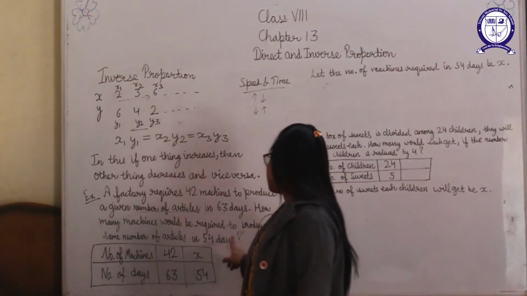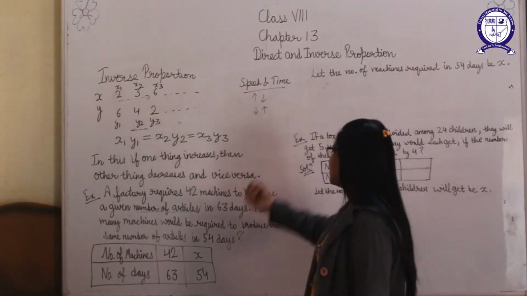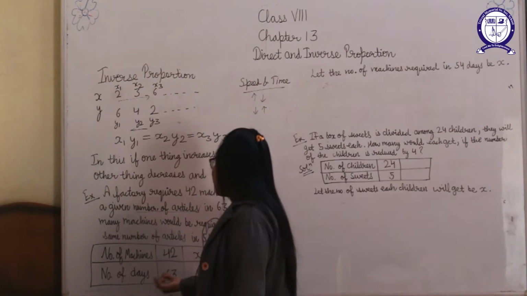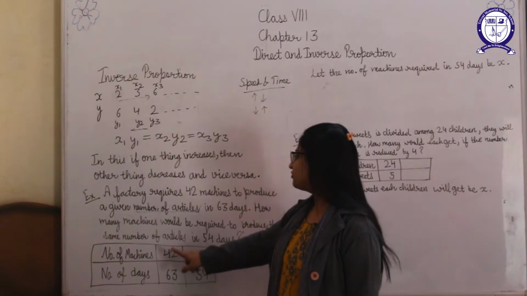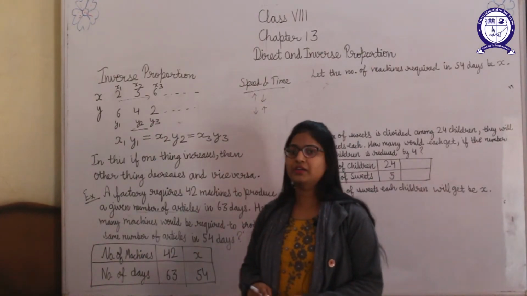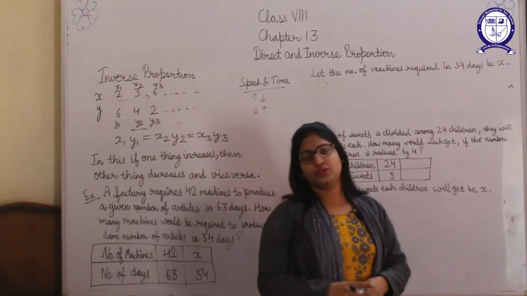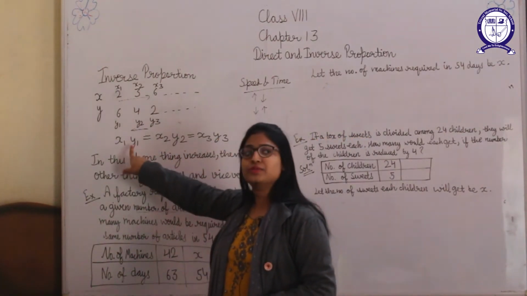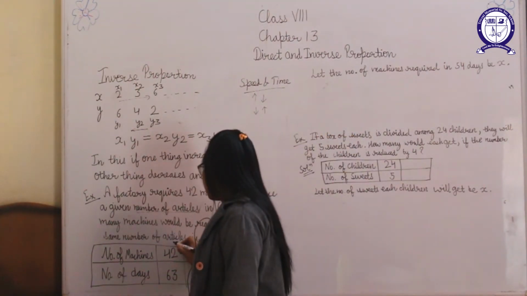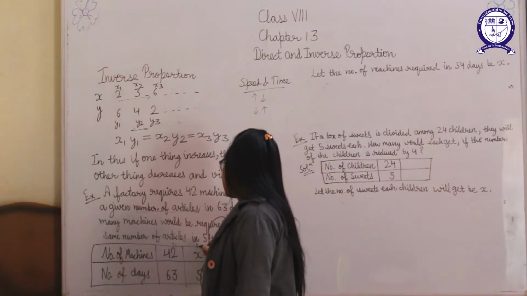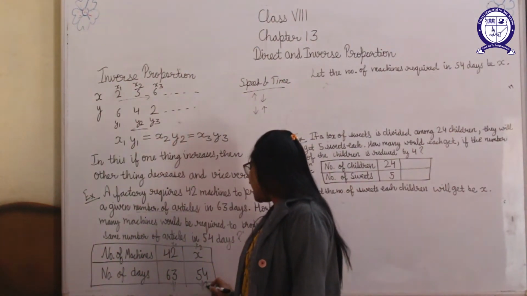Let the number of machines required in 54 days be x. If the number of machines is x, then the number of days here is 54. Means in 54 days we have to find the number of machines required. So as I told you, what will be the relation? x1 into y1 will be equal to x2 into y2. Here we consider this as x1, this as x2, this as y1 and this as y2.